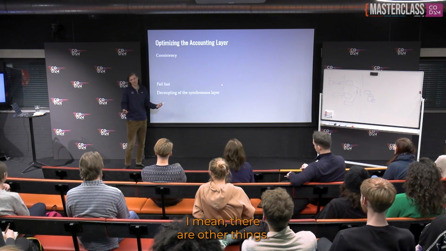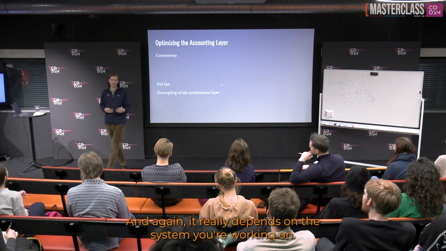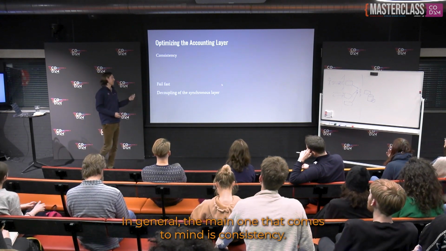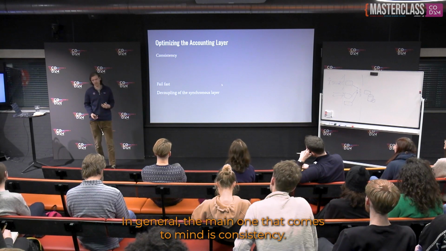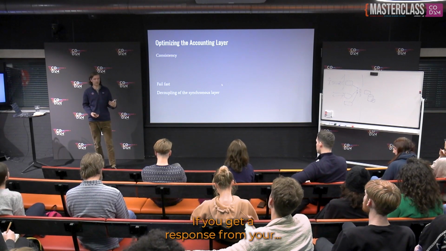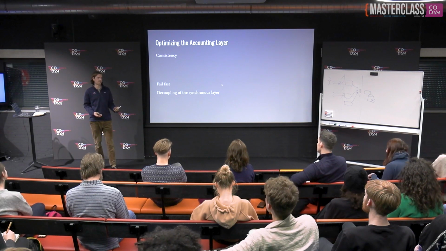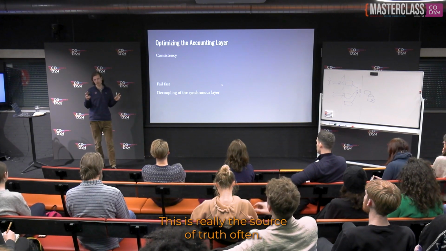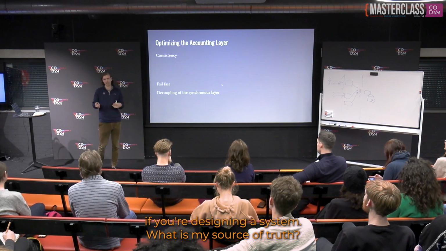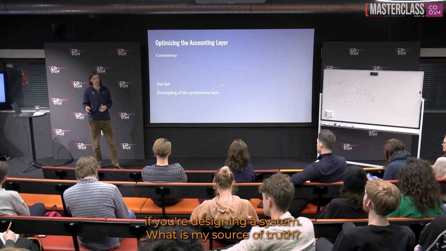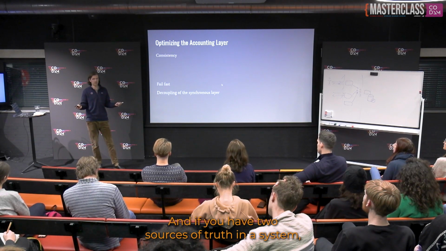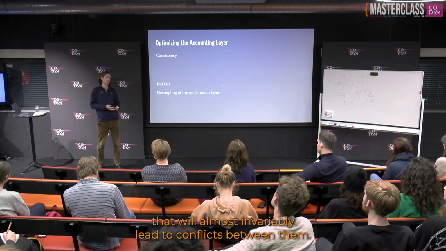I mean, there are other things, right? And again, it really depends on the system you're working on. In general, the main one that comes to mind is consistency. This is really the source of truth often, right? It's also a good sanity check if you're designing a system. What is my source of truth? And if you have two sources of truth in a system, that will almost invariably lead to conflicts between them.